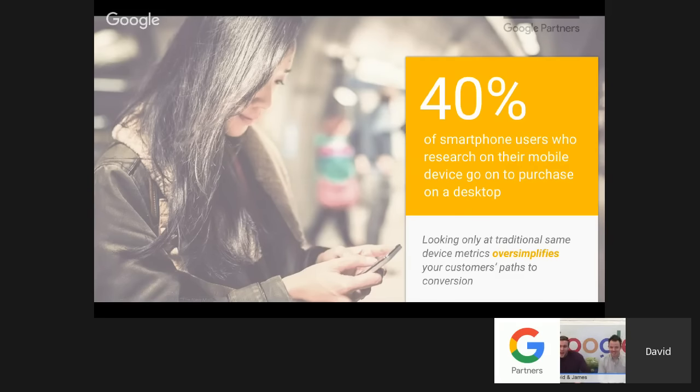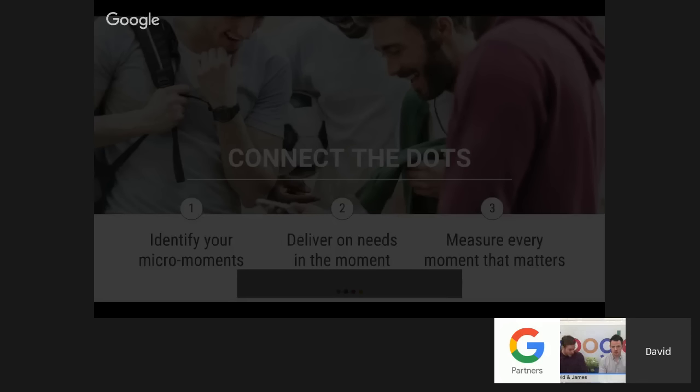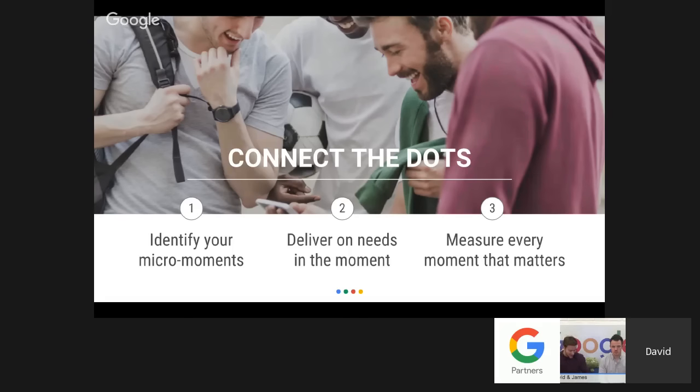Okay, so looking at the next slide, we see that 40% of smartphone users who research on their mobile device go on to purchase on a desktop. So this is a huge amount of people who actually travel between devices en route to making a purchase. Therefore, with this in mind, looking at traditional same device metrics oversimplifies your customer's path to conversion. So what we need to do is look at connecting the dots. We realize that this isn't easy to do, but we're here to help.